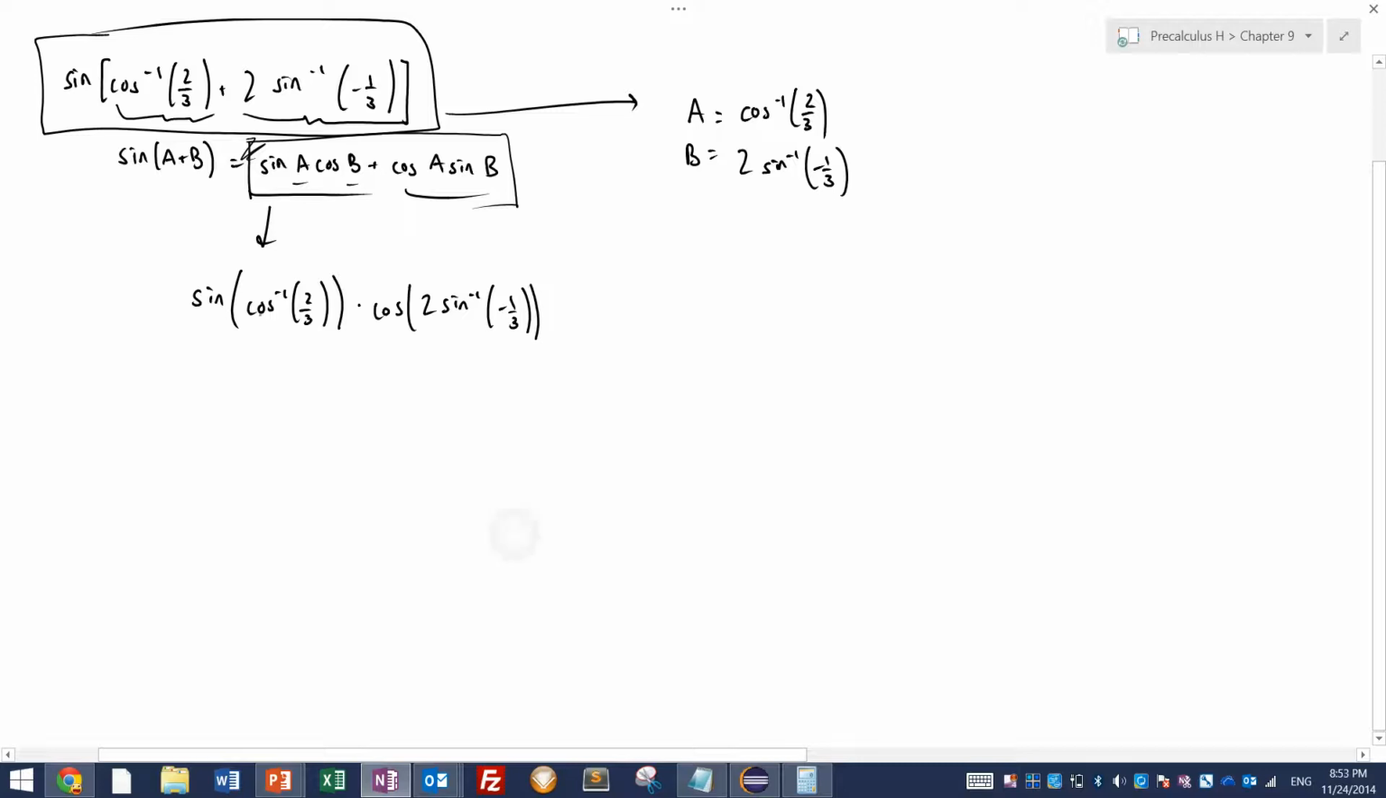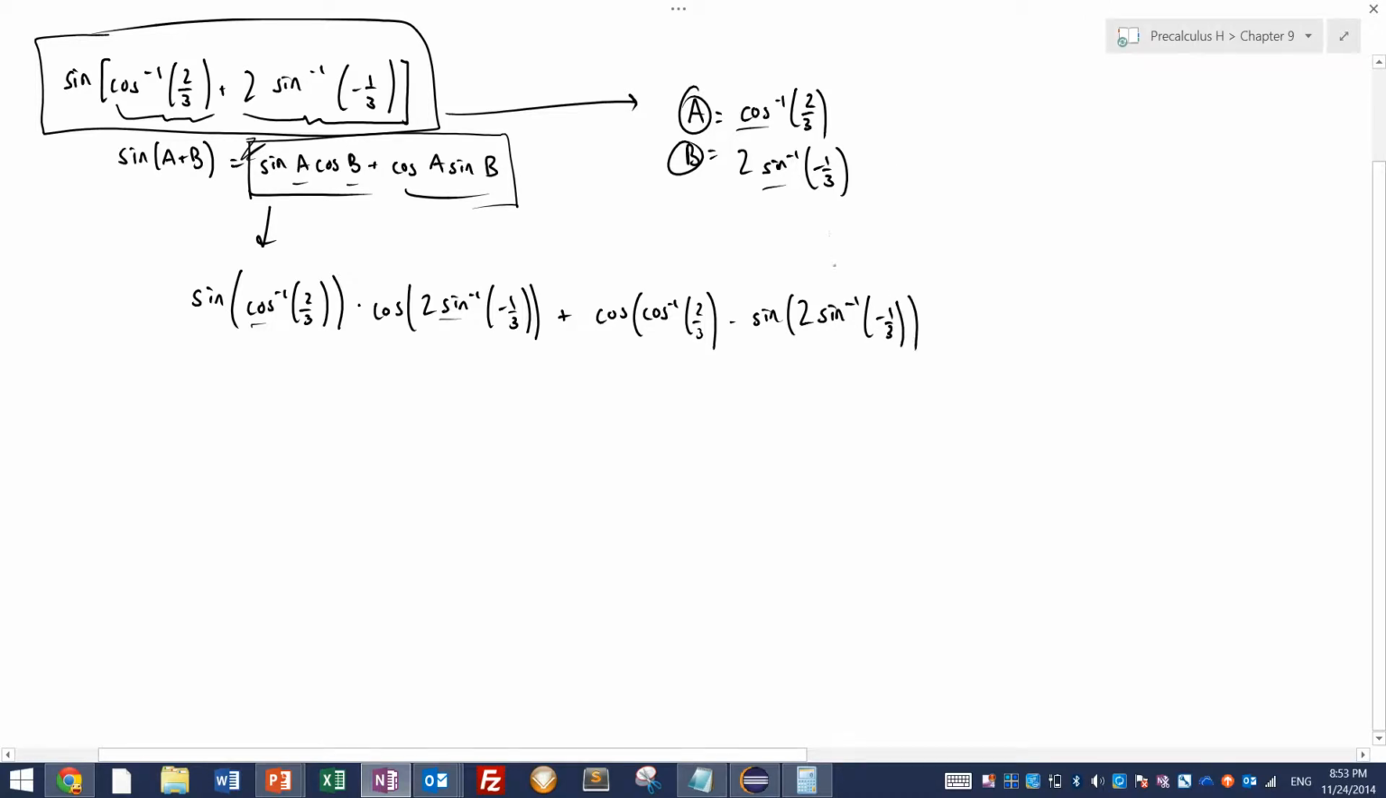this, so that's going to be 2 times arc sine of negative 1/3. Now, as you can see, these are not going to match up properly unless we define this in terms of cosine and this in terms of sine, and we'll do that. But this side is going to be a little bit more simple since that's going to match up with A and B, cosine and sine. So that's going to be cosine of arc cosine 2/3 times sine of 2 times arc sine negative 1/3.